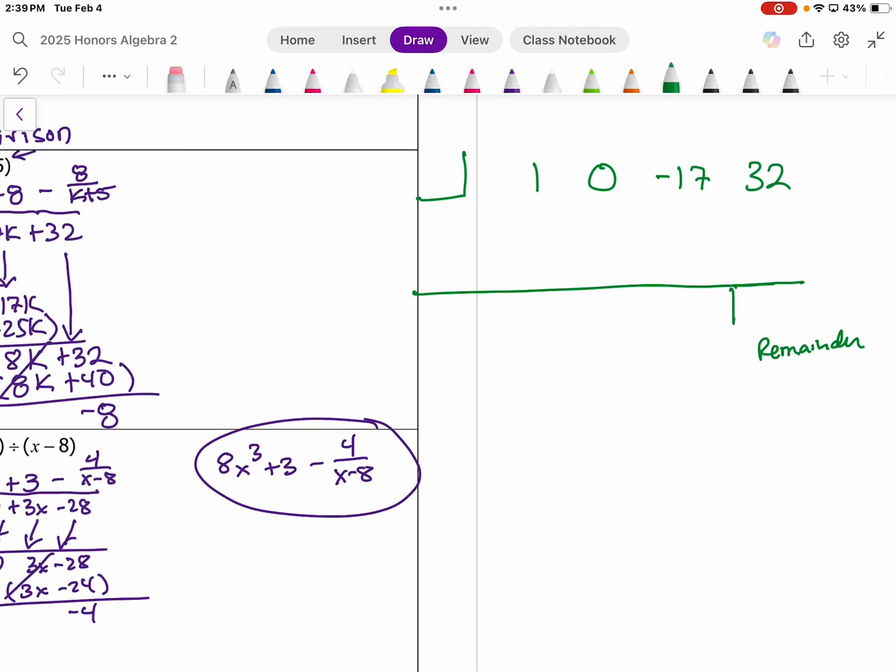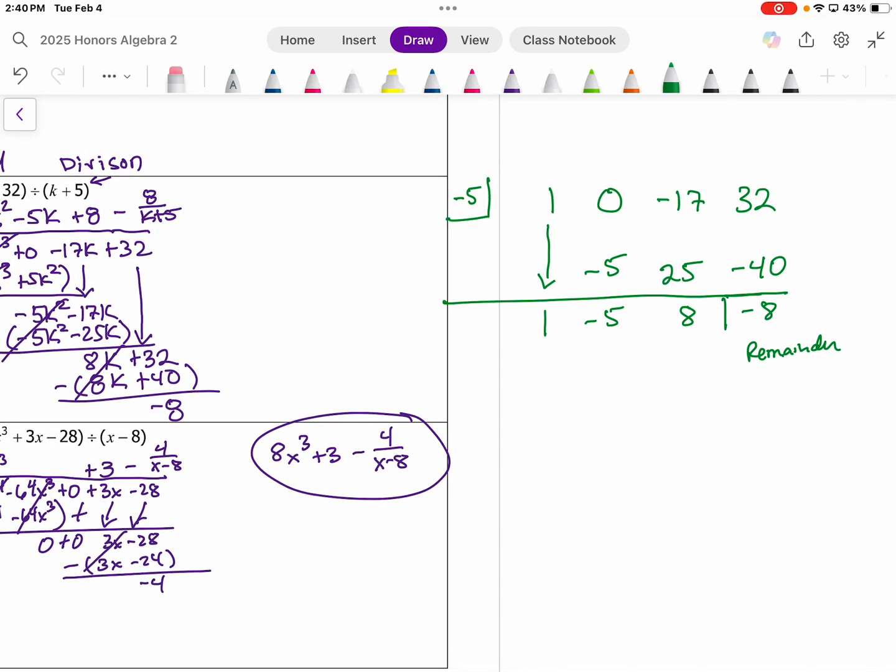I need to put a -5 in the little box in the top left-hand corner, the little L. Bring down the 1. -5 times 1 is -5. Add down, it's -5. -5 times -5 is +25. Add down is a +8. -5 times +8 is a -40. That gives me a -8.